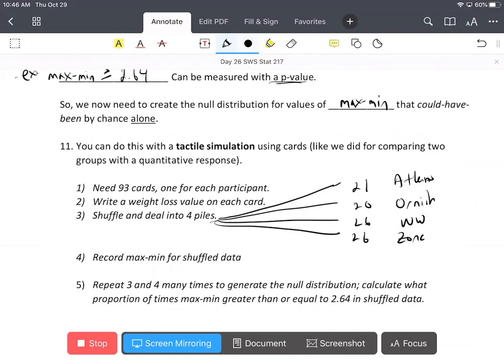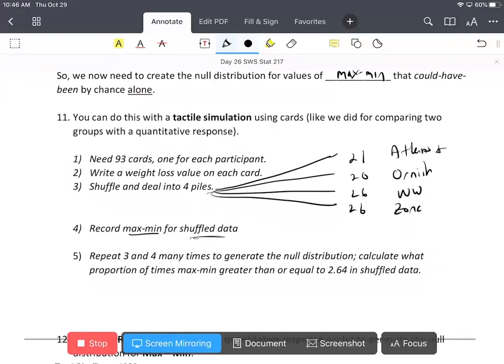So then we would do this. Shuffle them all in, compute the average weight loss for each of these, and then record the max minus min average for the shuffled data. All right, so that's going to take a lot of time, right? So you're going to have to first calculate the average for the 21 and the average for the 20 for Ornish, the average for the 26 for Zone, Weight Watchers, and the average for 26 for Zone, figure out which is the largest, which is the smallest, take the difference. That is one data point, okay? On the dot plot, that's just one to generate that null distribution.